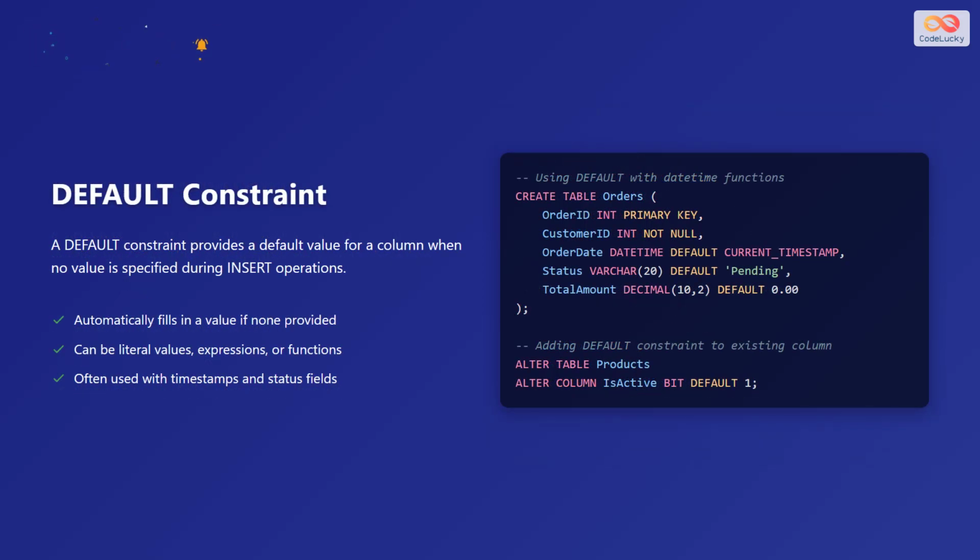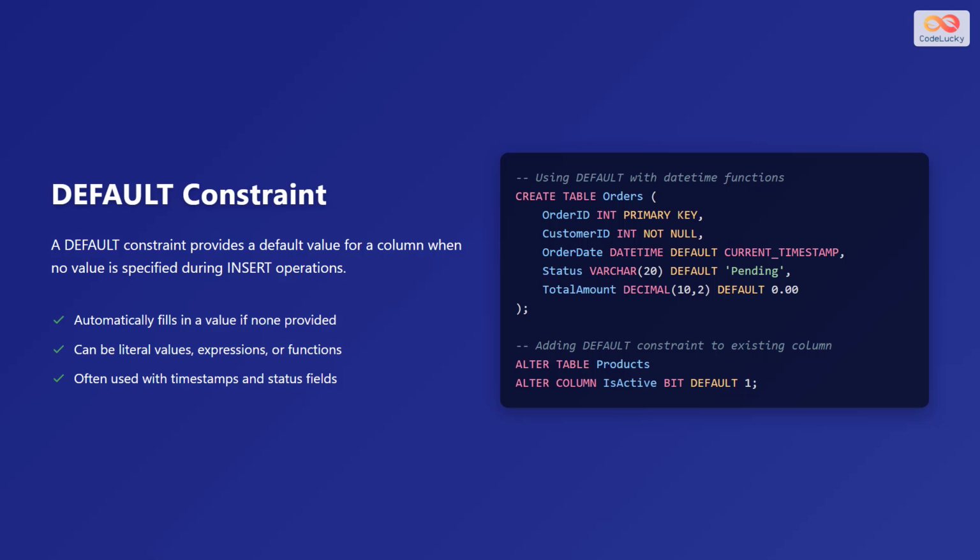A default constraint provides a default value for a column when no value is specified during insert operations. It automatically fills in a value if none is provided. Default values can be literal values, expressions, or functions. They are often used with timestamps and status fields.